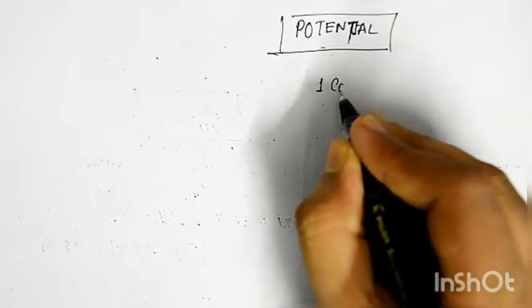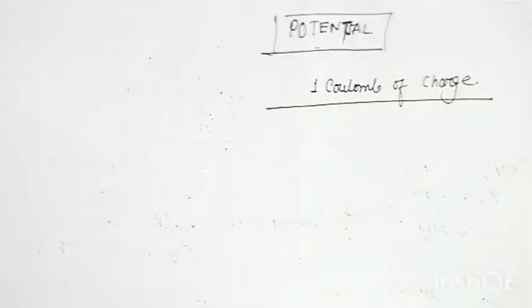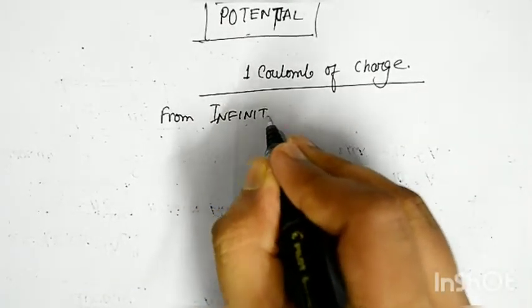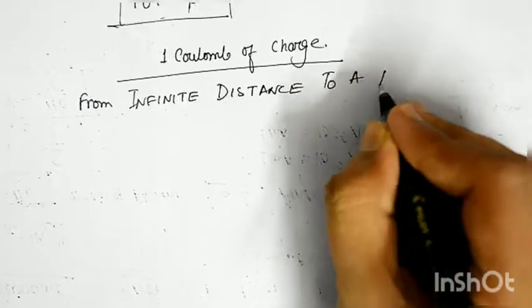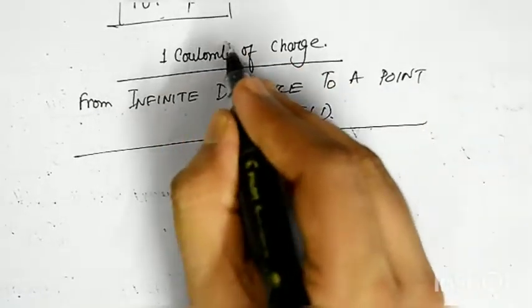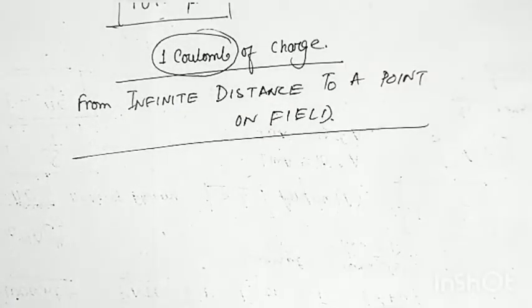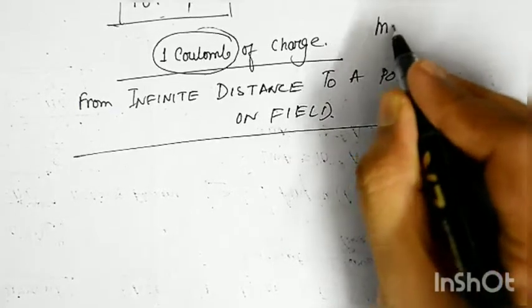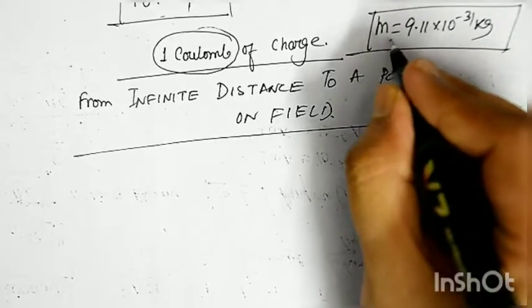If 1 coulomb of charge is brought from infinite distance to a point on a field, this is very important. Just like any other thing, a charge also has some amount of mass. Even an electron has a very small amount of mass. The mass of an electron is roughly 9.11 × 10^-31 kilograms. This is the mass of a single electron.